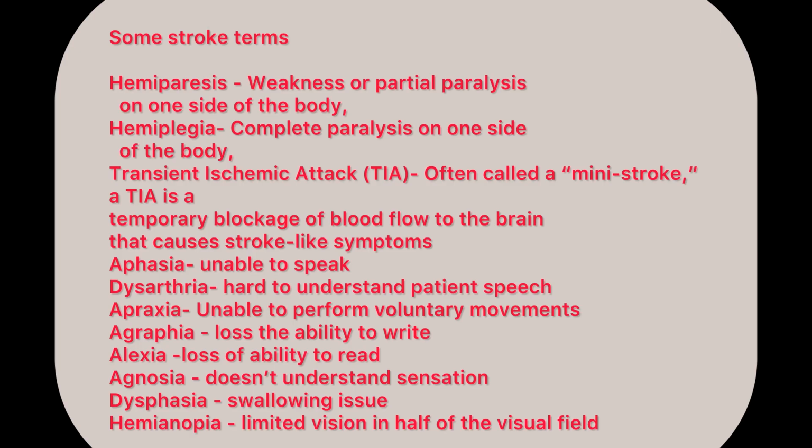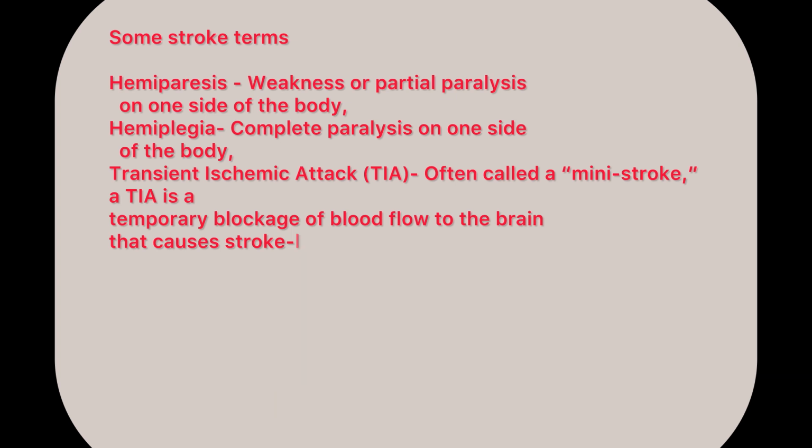TIA is a temporary blockage of blood flow to the brain that causes stroke-like symptoms. Aphasia, unable to speak. Dysarthria, hard to understand patient speech. Apraxia, unable to perform voluntary movements. Agraphia, loss of ability to write. Alexia, loss of ability to read. Agnosia, does not understand sensation. Dysphagia, swallowing issues. Hemianopia, limited vision in half of the visual field.